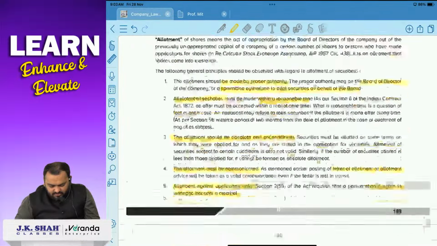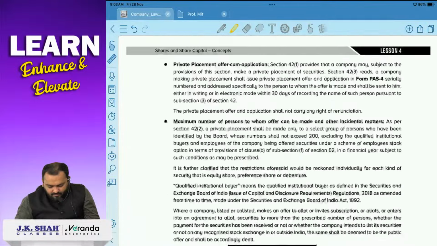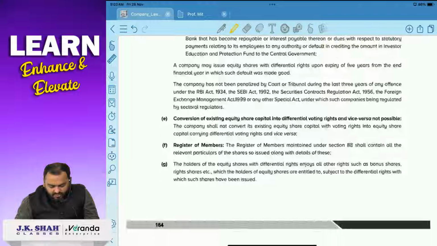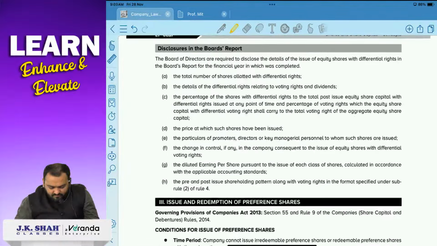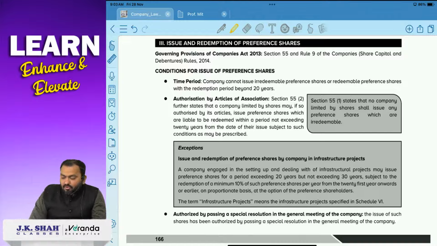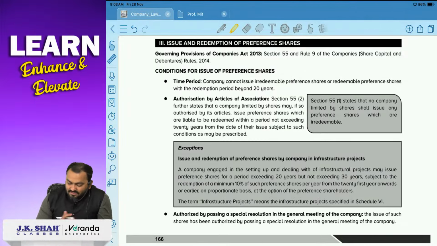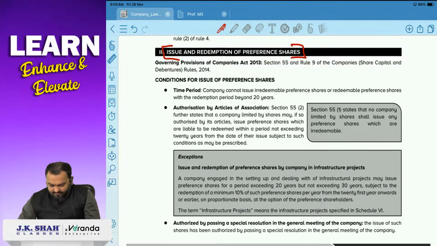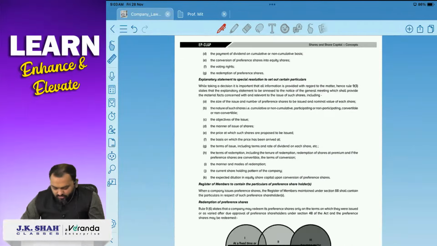Yes, let's go. This is the general principle of allotment. This is private placement, issue of shares with DVR, and here is issue and redemption of preference shares. Okay, done. But here, as I told you, issue and redemption are both written together, combined. So once you read my notes and then read this, it will match completely, because here they're talking about both things.